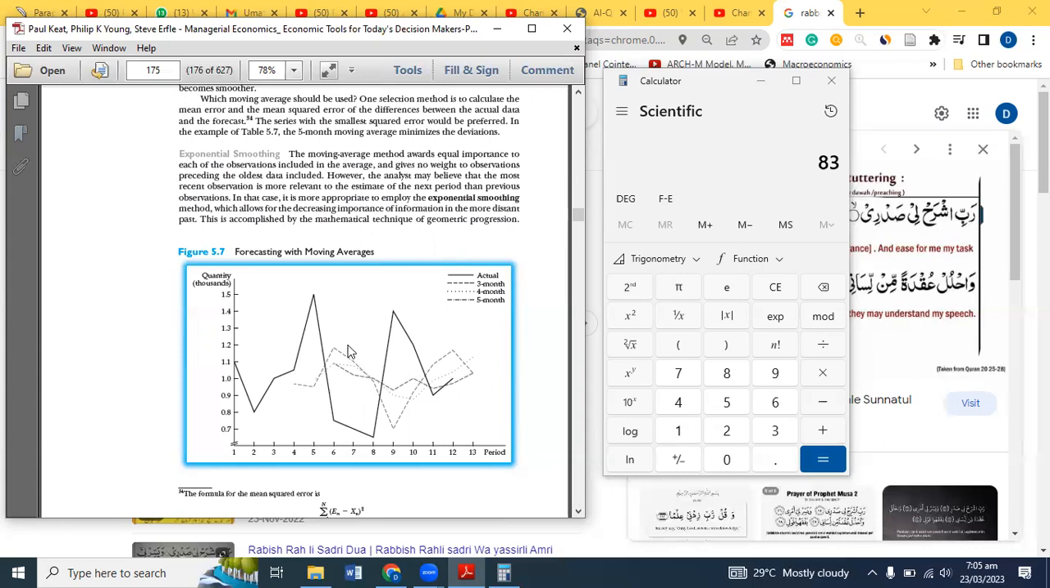This is the diagram which is showing the variation. The 3 forecast columns diverge widely. Here you can see, as more observations are included in the moving average, the forecast line becomes smoother. I already told you that the smallest squared error would be preferred. Okay, this is for today.